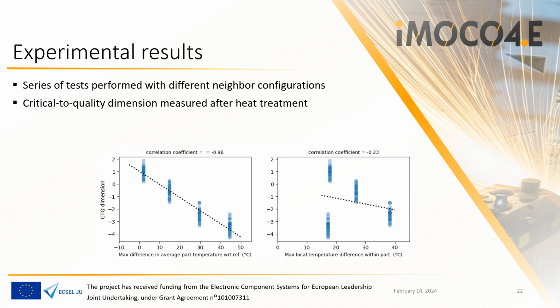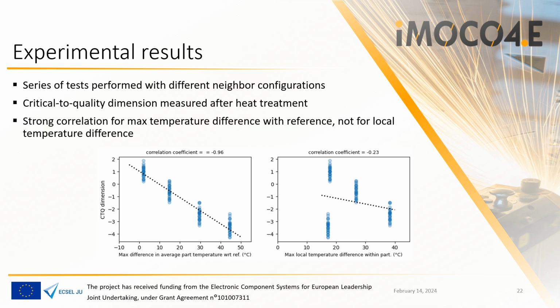In the graphs, the measurement data is plotted against the 2 KPIs. It is clear that there is a strong correlation with the maximum difference in average part temperature compared to the reference, with a correlation coefficient of 0.96. For the second KPI, the maximum local temperature difference within a part, there is no clear correlation observed, as the correlation coefficient is -0.23. It appears that the change in average temperature is more crucial than local temperature fluctuations when it comes to the measured dimension.